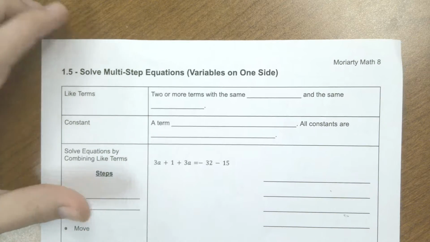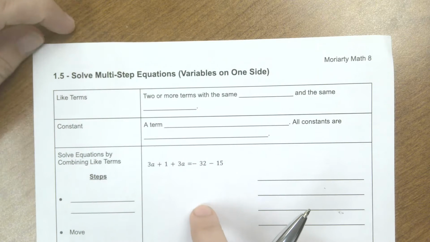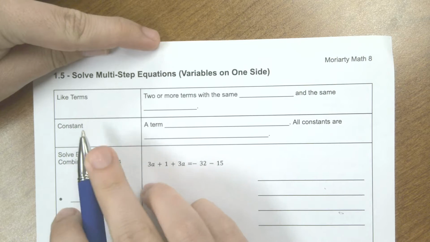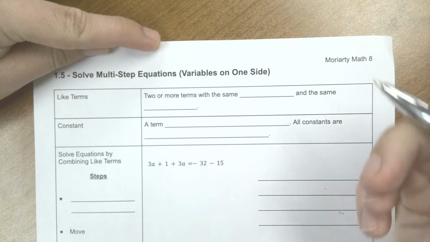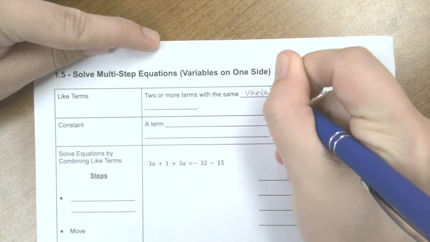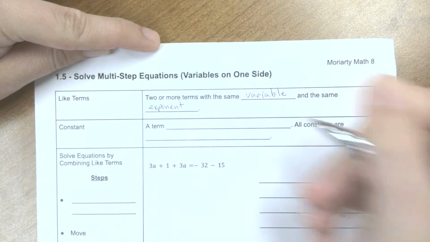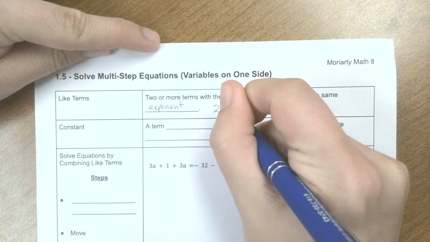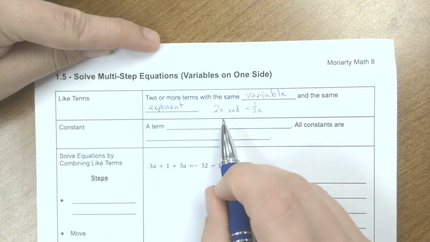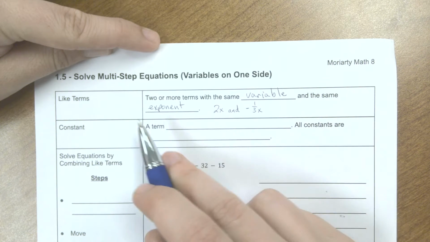This is going to be the notes or the walkthrough lesson for 1.5, solving multi-step equations with variables on one side. First thing that we need to establish is what are like terms and what are constants. Like terms are two or more terms with the same variable and the same exponent. So if you have something like 2x and negative 1/3 x, because these have the same variable term, they're going to be like terms.